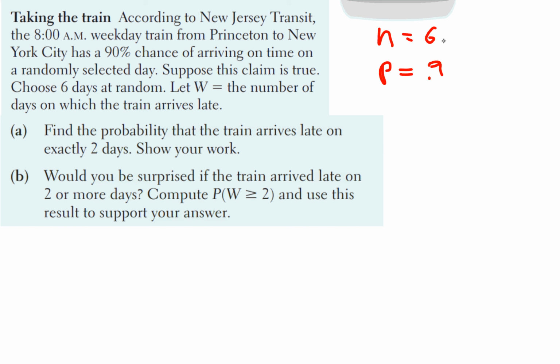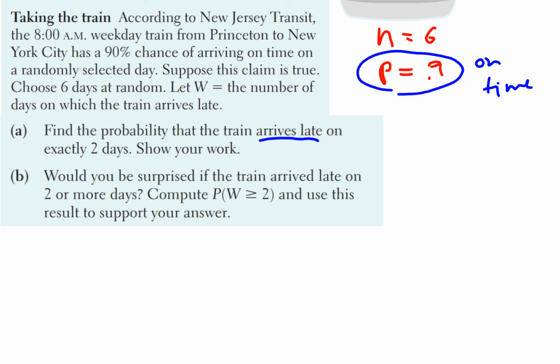And then they have this variable W, which is counting the number of days the train arrives late. So the first question we're asking is, what's the probability the train arrives late on exactly 2 days? I better be a little bit careful here because the 90% given in the problem is the probability that it arrives on time. And if you look at part A, we're interested in the probability the train arrives late.